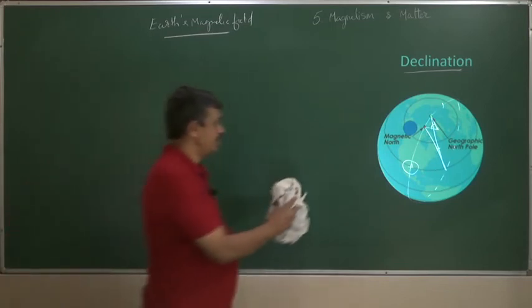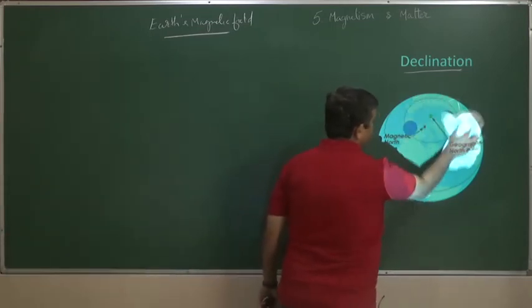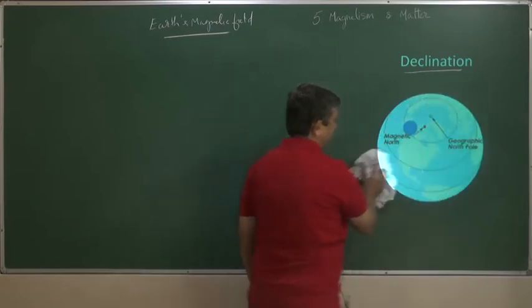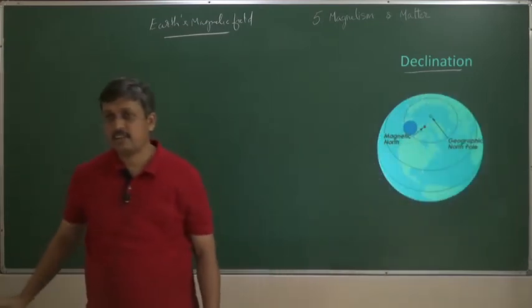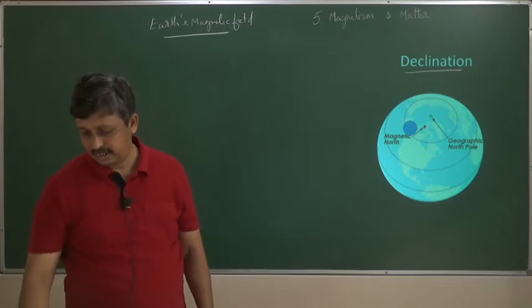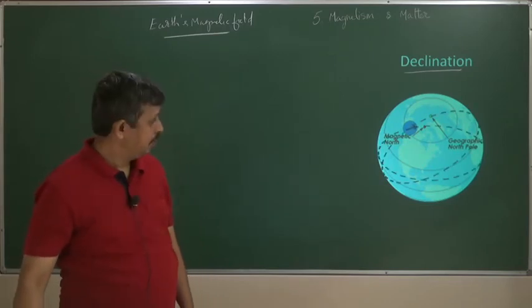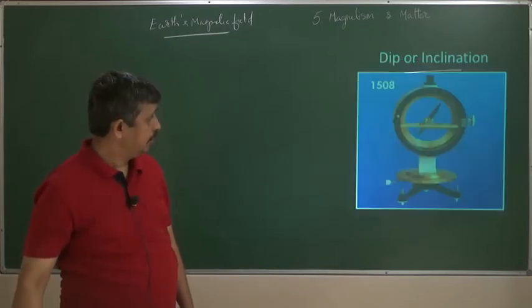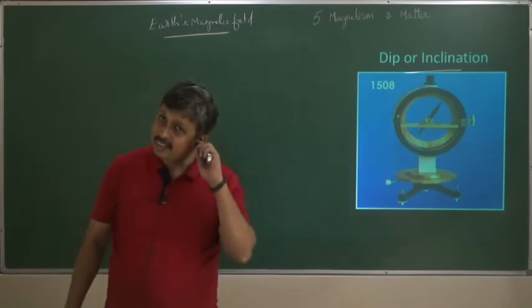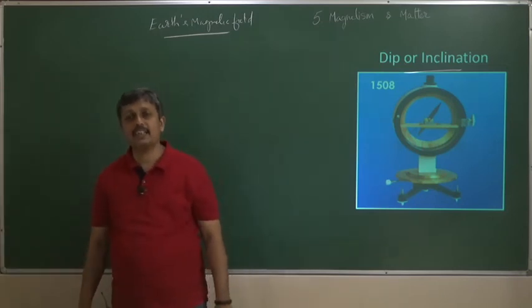So now you got an idea. Declination is one angle. That will tell you which direction it is looking at. Now the second one is called the dip. So what is a dip?